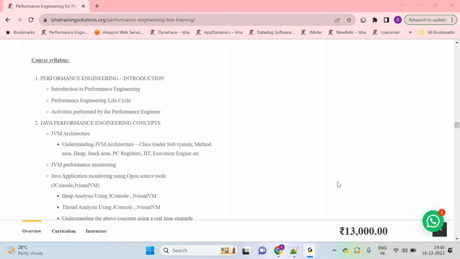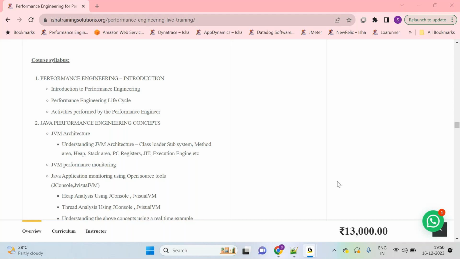Very, very stable companies only are doing proactive performance engineering. Proactive performance engineering means what? Then and there you check the code review or architectural review, or whatever process we are doing, and all those things they proactively check. Then and there they try to resolve the problem. That is proactive performance engineering.